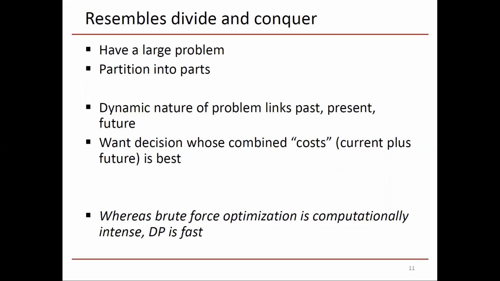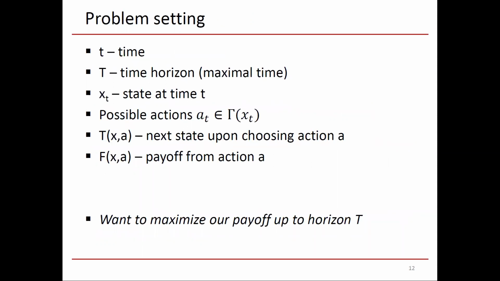And we want a decision and an action whose combined costs, the current costs plus the future costs, are minimized. Recall the current action is going to alter the future trajectory, and therefore future costs that we may incur are impacted by our current decision, our current action, okay? So whereas brute force optimization is computationally intractable, dynamic programming is completely reasonable.